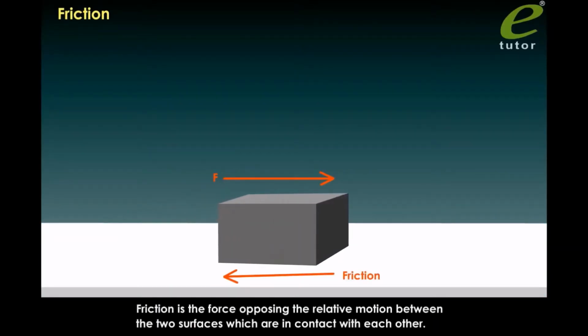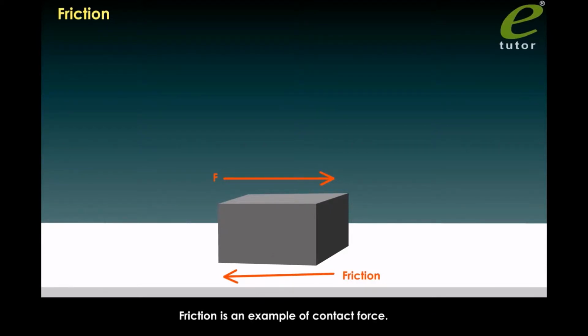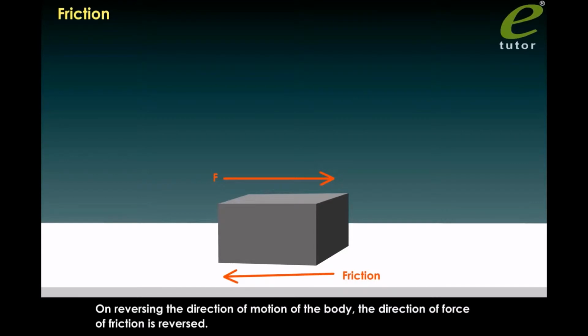What is friction? Friction is the force opposing the relative motion between the two surfaces which are in contact with each other. Friction is an example of contact force. On reversing the direction of motion of the body, the direction of force of friction is reversed.